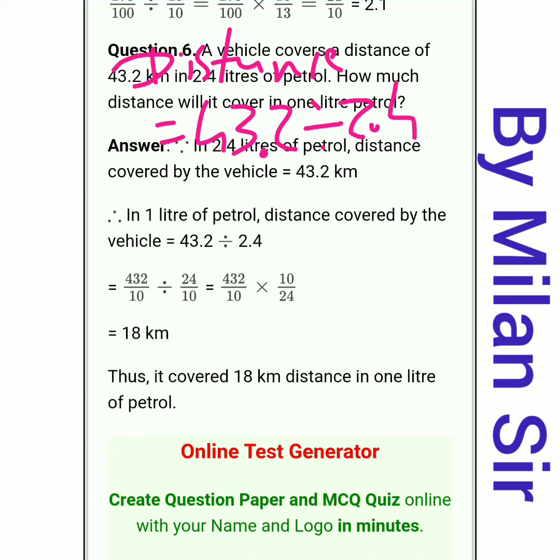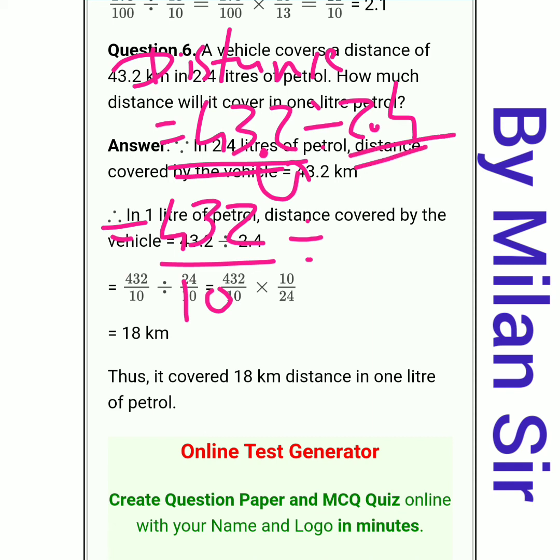Okay, now the same process we need to do here. First of all, we need to convert this decimal number into a fraction. So ignore the decimal point, so it becomes 432. After the decimal point we have only one digit, so in the denominator after 1 we put one 0, that means 10. So 432 divided by 10. Then our division process remains as it is.